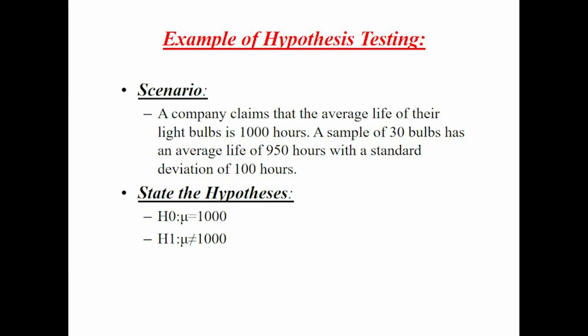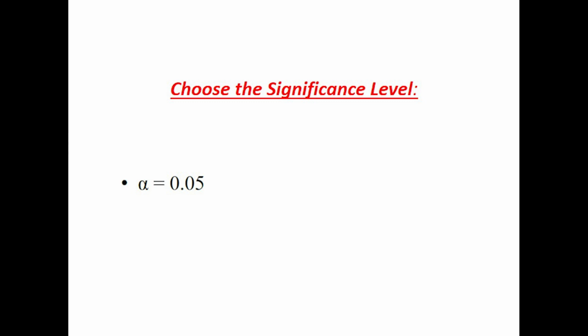So let's take an example very quickly. A company claims that on average, the life of a light bulb is 1000 hours. Now, a sample was drawn from a manufacturing unit. They drew 30 bulbs with an average life of 950 hours and a standard deviation of 100 hours. The null hypothesis is that the mean is 1000 hours. The alternate hypothesis is not equal to 1000 hours. Now, alpha we take as 5%, that is the level of significance or chances of committing a type 1 error, the hypothesis being true and we go about rejecting it.